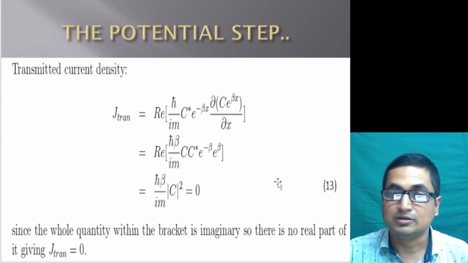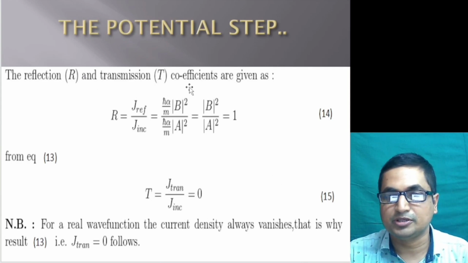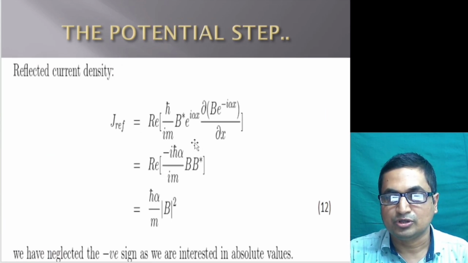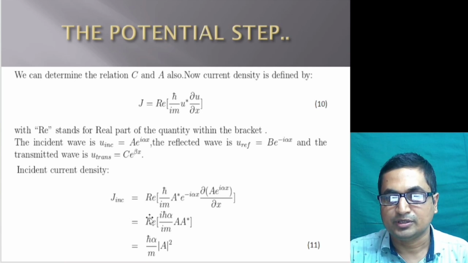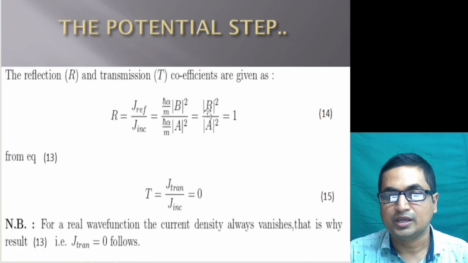given by equation 13. Now let's calculate the reflection and transmission coefficients, which are defined like this: reflected current density by incident current density. As we see from equations 12 and 11, incident current density and reflected current density, put those values here, and we find modulus b square by a square, and we know that b square is equal to a square from equation 9, so it is equal to 1.